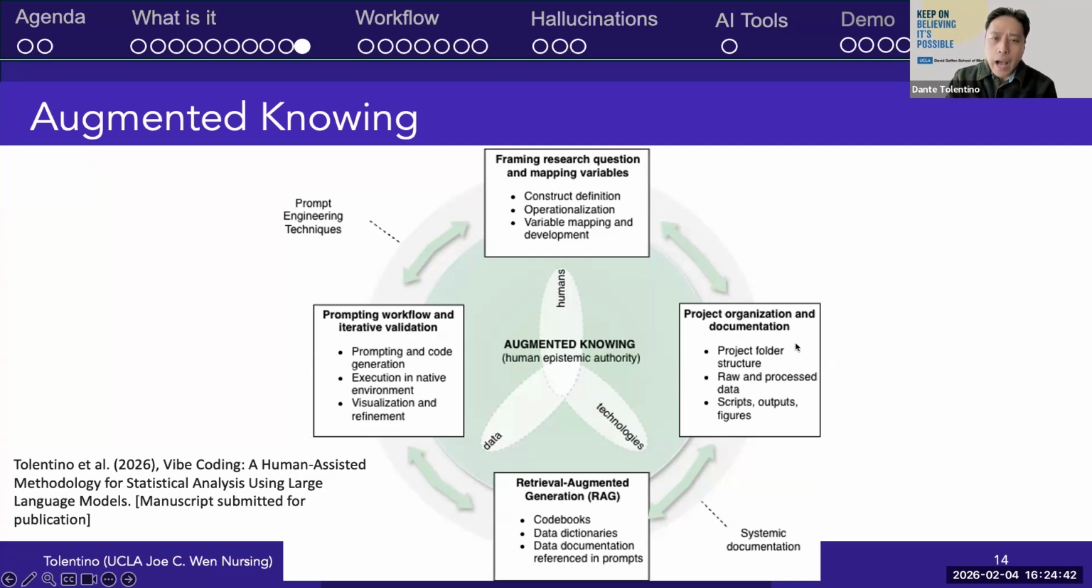And then two, having a clear project organization and documentation. I think that's really important when you're vibe coding. If you're not very systematic in terms of data analysis and coding, when you're vibe coding, it's going to generate a lot of code and a lot of project files, and you're going to get lost easily. And so it's really important to have some project organization and a lot of documentation in place.